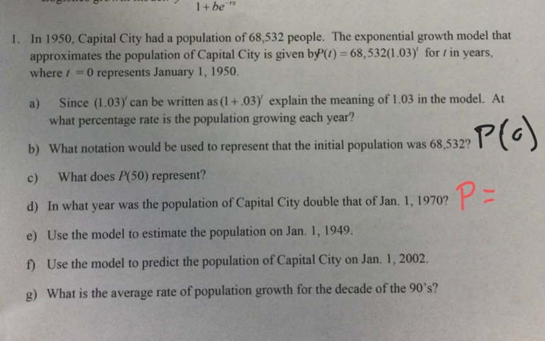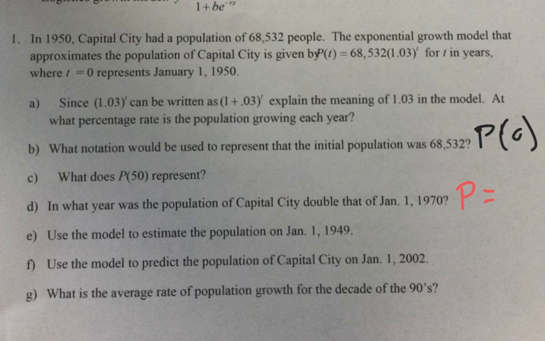Sure. Use the model to estimate the population in 1949. You could, or what would be the time t in years in 1949? That's the easier way. So it's really 1 over 1.03. Could you do F? If you're plugging in 52? Right, that one's not bad.